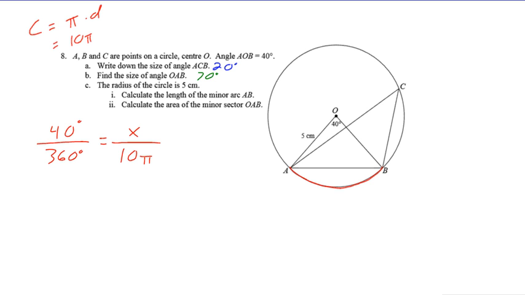First thing I'm going to do, if I can, in my head, is simplify this thing, because this is going to get pretty big if you're doing this in your head. So 10 cancels. I can also cancel out the 4 into 36 and make this fraction 1 over 9. So the equation that I really have to solve is 1 over 9 equals x over 10 pi. Simple matter of multiplying both sides by 10 pi. I get x equals 10 pi over 9 centimeters.